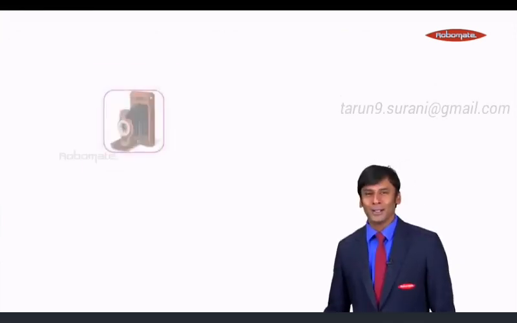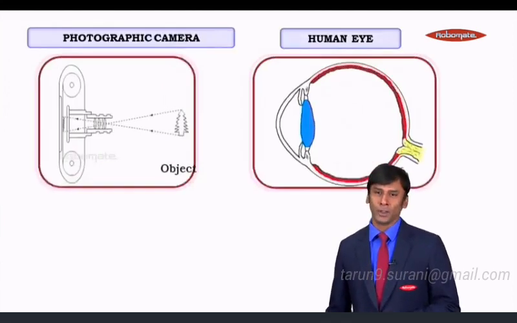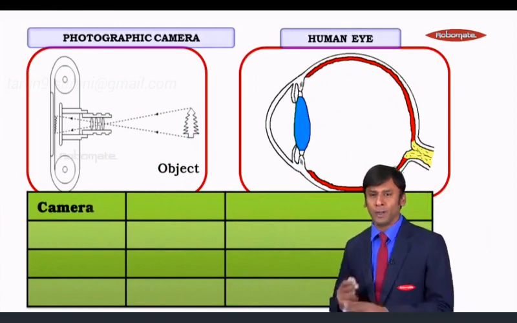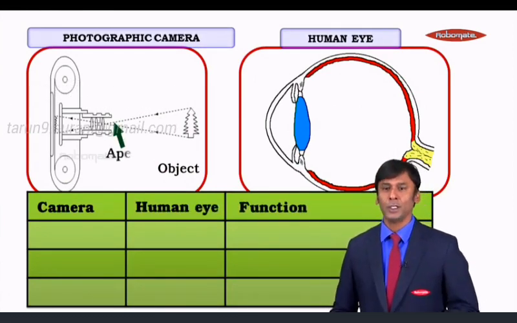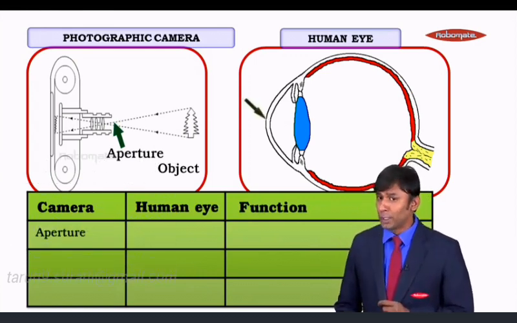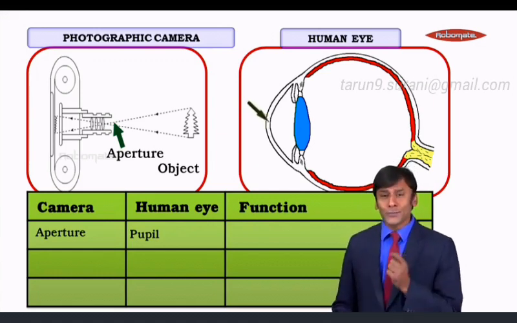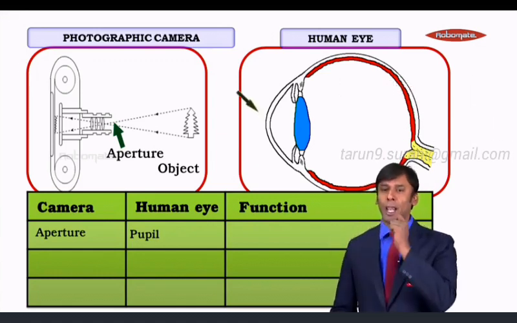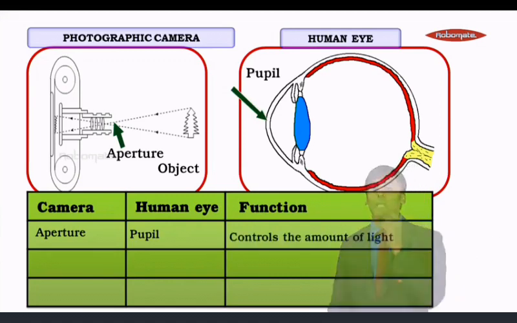So students, next let us understand the similarity between a photographic camera and the human eye. Now to understand the similarity, we'll make this column. So we have a camera, we have the human eye, and let us see the similar functions. The first is, in a camera there is an aperture. There is in the human eye also an aperture which is called the pupil. And what is the similar function of aperture and pupil in the human eye? The function of this is to control the amount of light which enters the eyes.